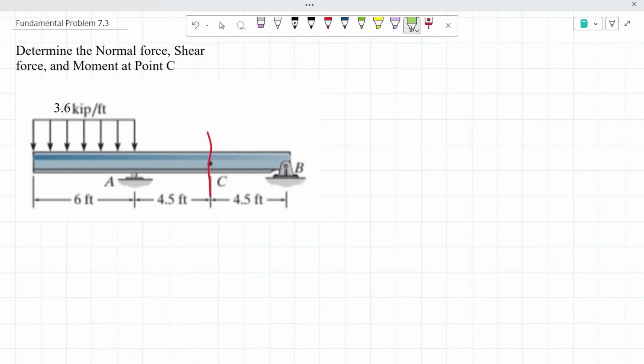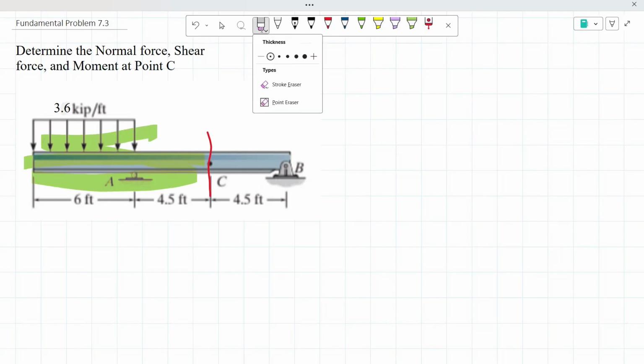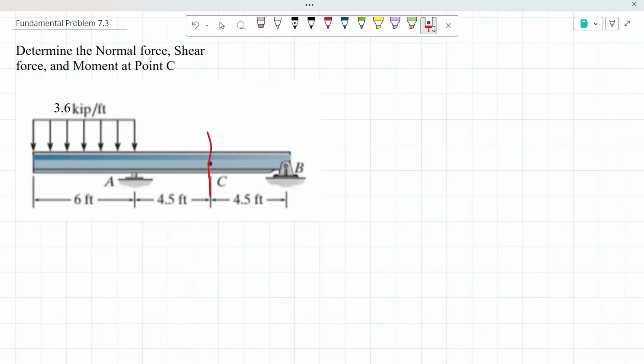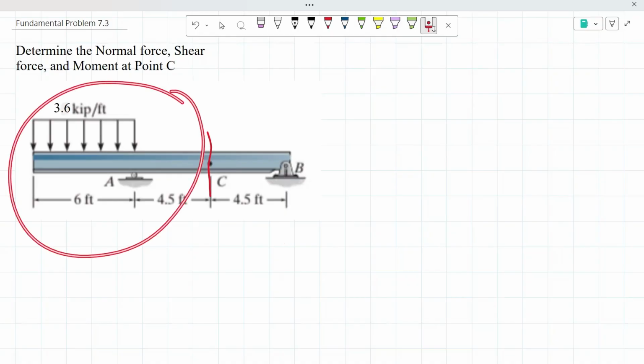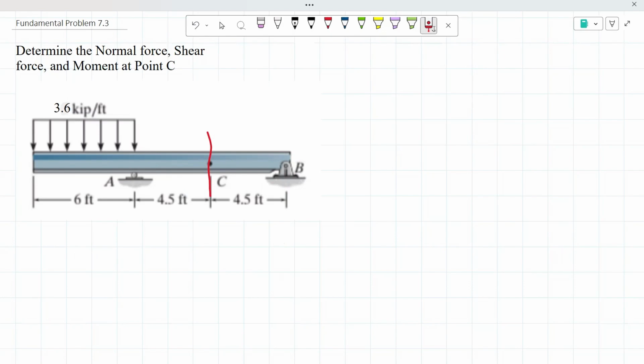As you guys can see, on our left side we have a distributed weight of 3.6 kips per foot for a span of 6 feet. And then at point A, we have a roller support, meaning we would have to determine the value of one vertical reaction. Meanwhile, if we were to work with our right side, at point B we have a pin support, meaning we would have to determine the value of two unknown reactions. Because of that, I will be working with the left side, since I would just have to find the reaction at point A.